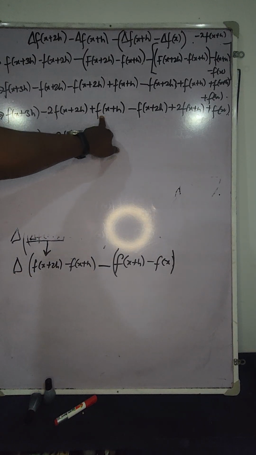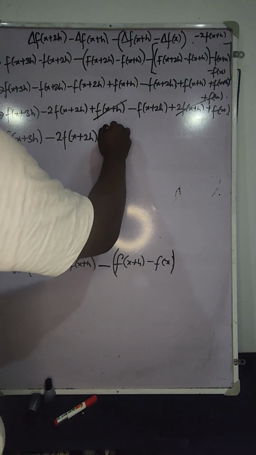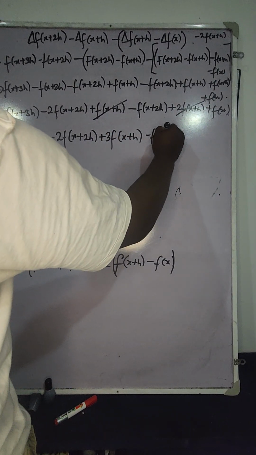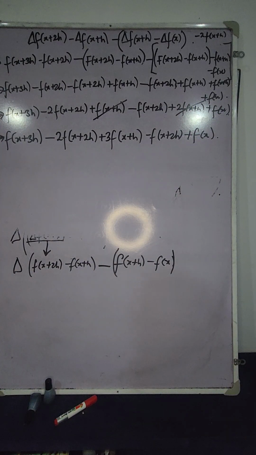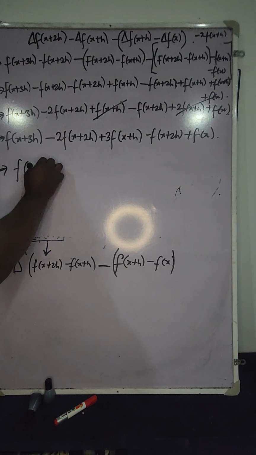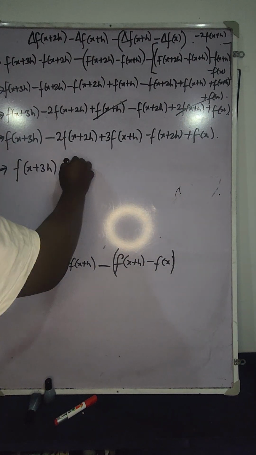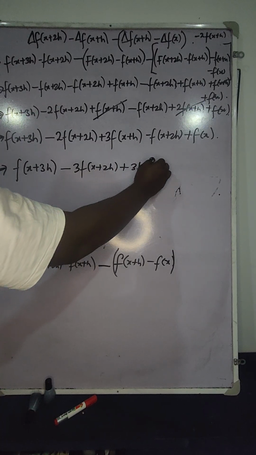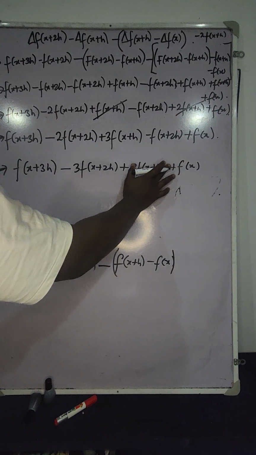Now we have f of x plus h, that's 3 f of x plus h. So we have used this and used this. Plus 3 f of x plus h, yeah? Minus f of x plus 2h plus f of x. So this is what you will have. So you can now break it down further and say f of x plus 3h minus 3 f of x plus 2h plus 3 f of x plus h plus f of x. There should be a minus here.